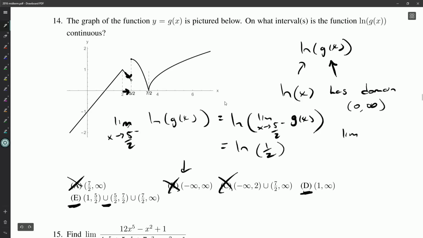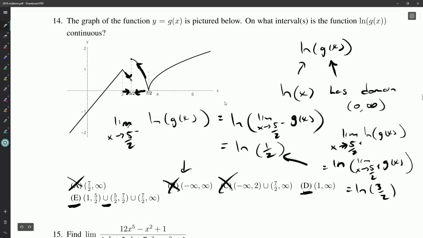But if we were to approach 5 over 2 from above, remember, limits can come inside continuous functions. What's g of x doing as x approaches 5 over 2 from above? Well, it's going all the way up to about 1.5.